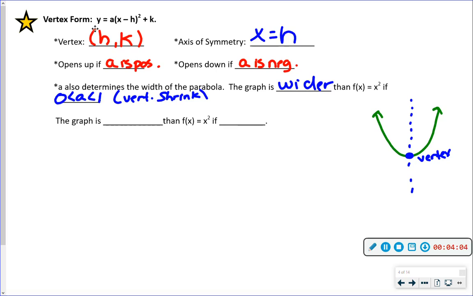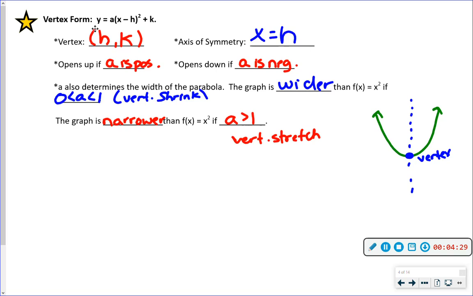And of course, on the opposite, the graph is narrower or skinnier, if you want to put that, if a is greater than 1. So that, of course, is your vertical, not 0, I said 1 and I just didn't write it. That, of course, is your vertical stretch.